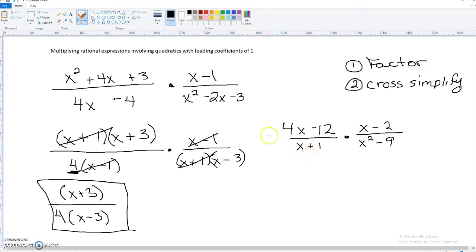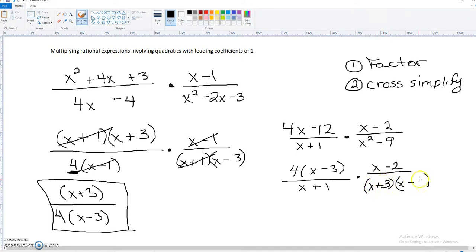Okay, again, we need to factor first. So on the top, we can take out a 4, and we're left with x minus 3. The bottom is already factored, so that's super. The top here is factored, but the bottom, this is difference of the squares. So hopefully you remember the difference of the squares means we've got 2 sets of parentheses. We're going to have an x plus and an x minus. And we take the square root of 9, which is 3.